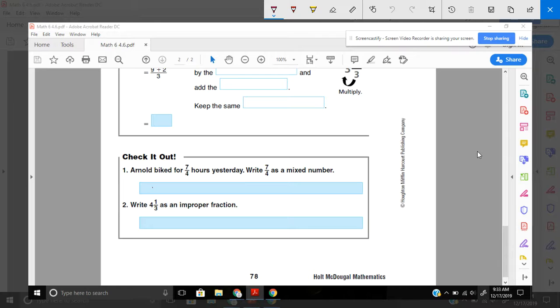Okay, well, this means 7 divided by 4. 4 goes into 7 one time, which is 4. Subtract, I'd be left with 3. So this is my numerator, 3, and my divisor is my denominator, 4ths. So you should come up with 1 3/4. And for the second one, improper fraction, 3 times 4 would give me 12, plus 1 is 13, and keep my same denominator of 3.